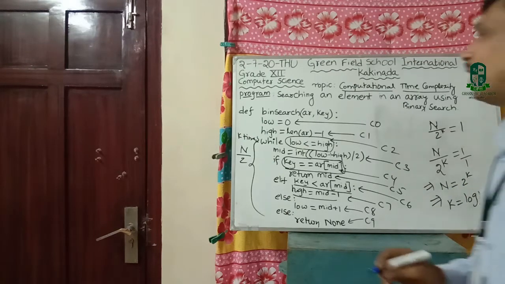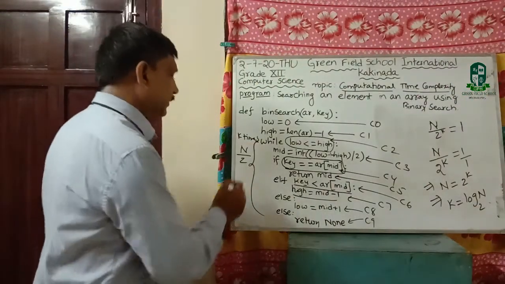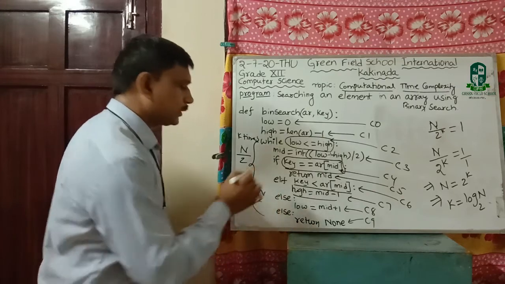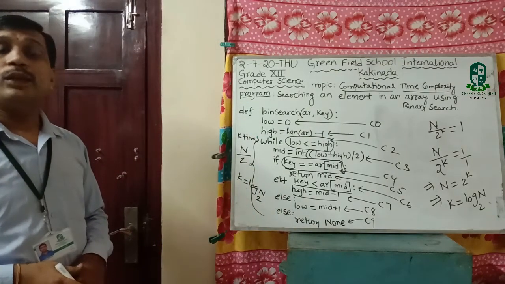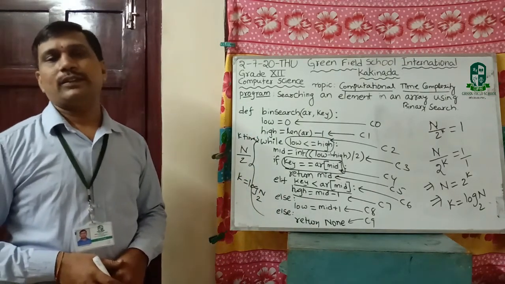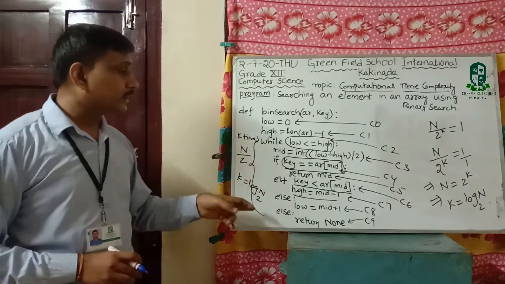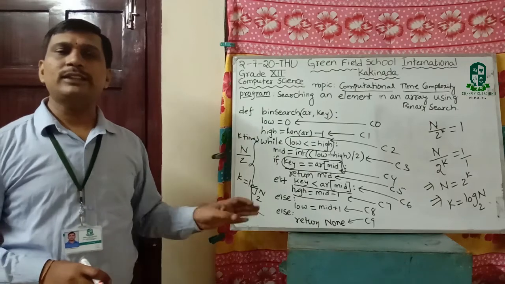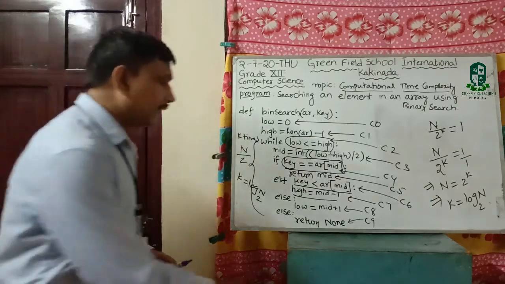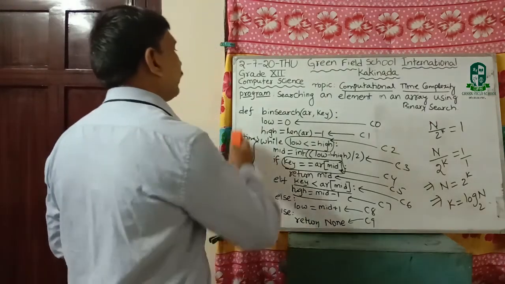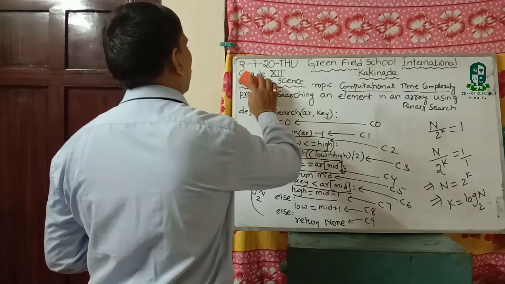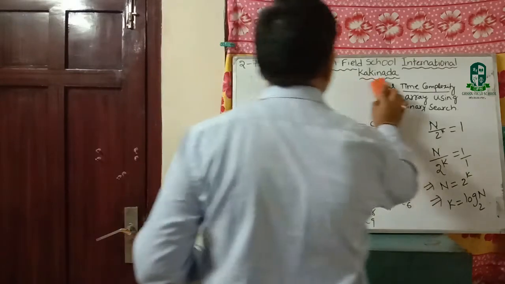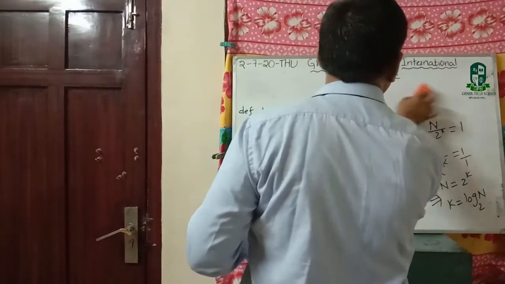So here how many times? k times. K means log n to the base 2. In this way we calculate how many times this key searching process is continued. Then we calculate the time complexity for the above problem.